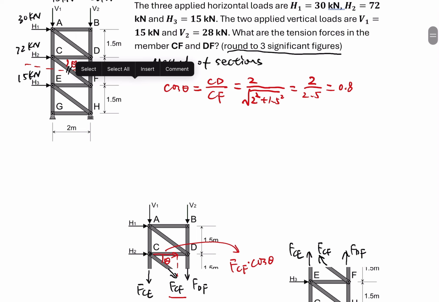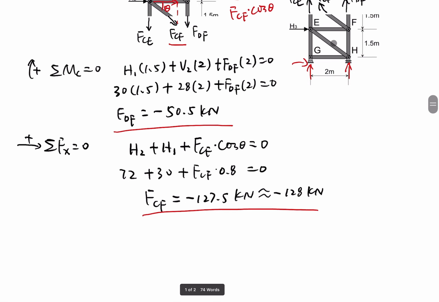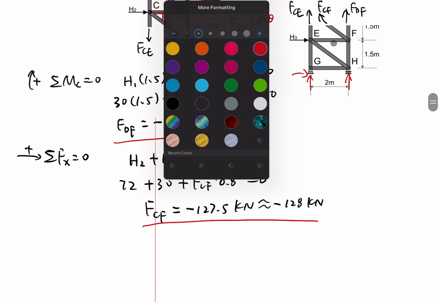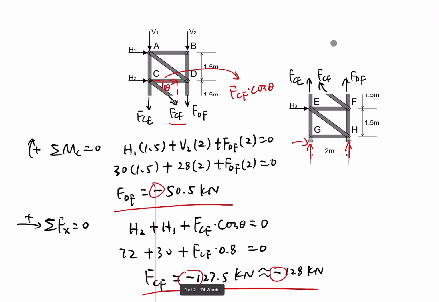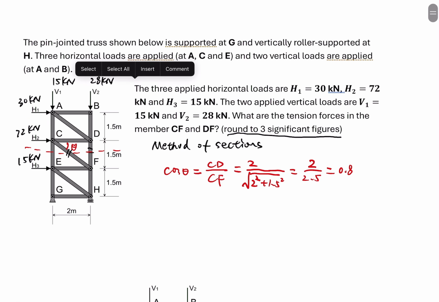Because we are asked for the tension force, we must keep the negative sign over here. Okay, so this is the solution for this truss structure.